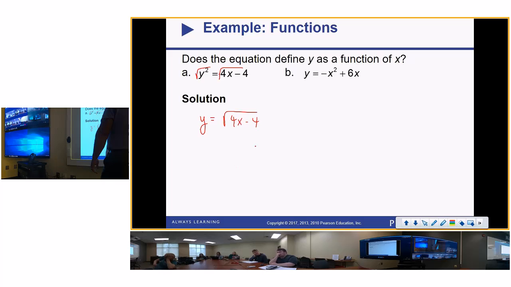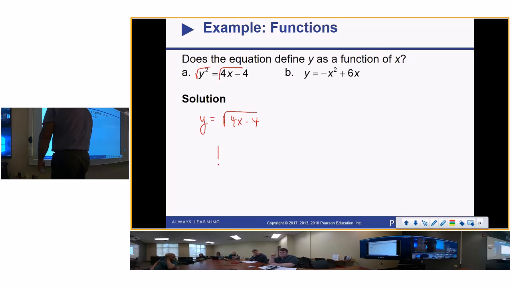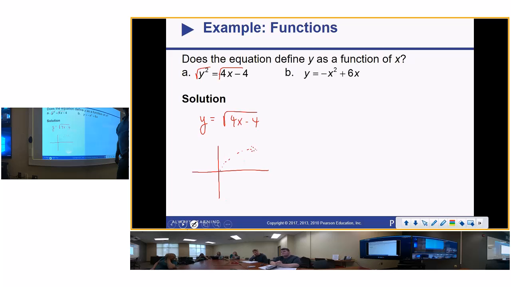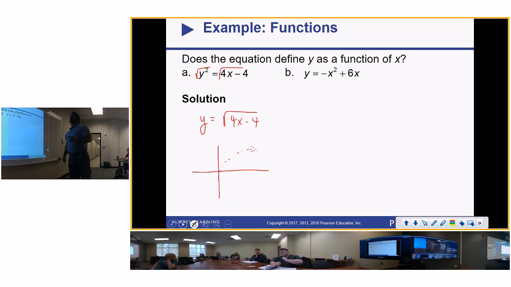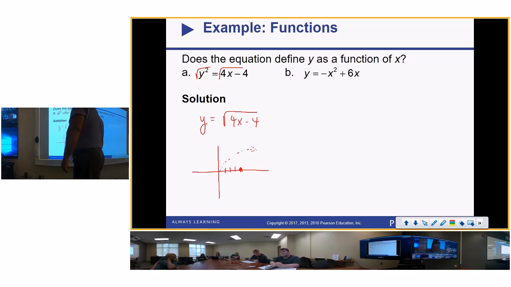We know that this is a square root function, so it's going to look something like this. This is the family it belongs to, right? Everybody knows that from your parent graph. But you have a negative 4, and that means a horizontal shift of 4 to the what? 4 to the right. We'll get into that later. 1, 2, 3, 4. So that means it looks like this.